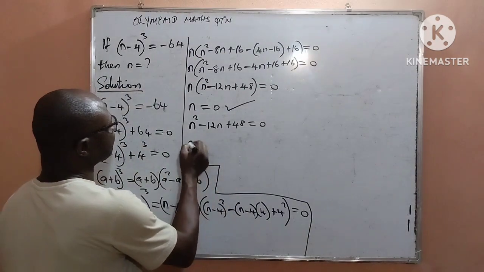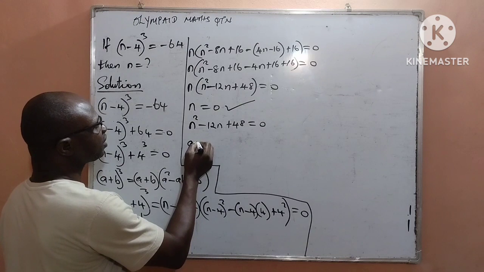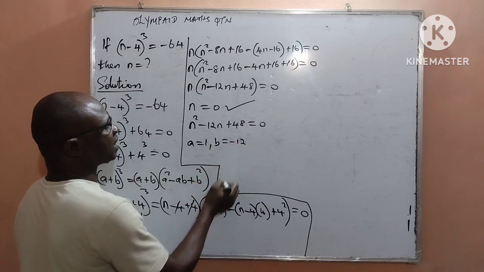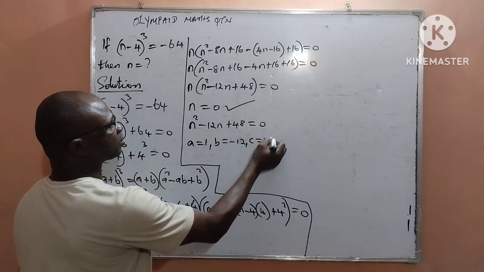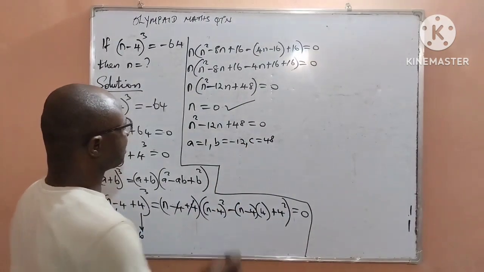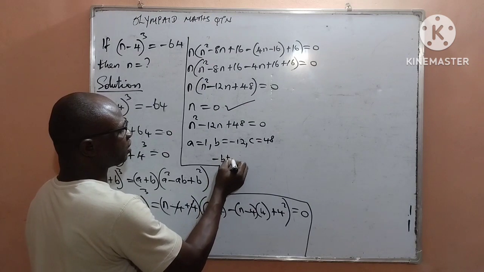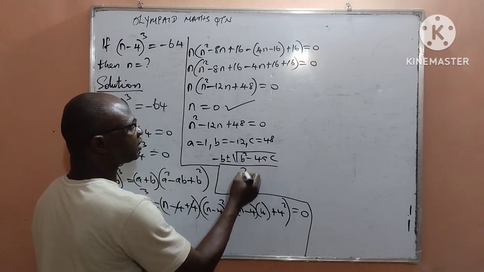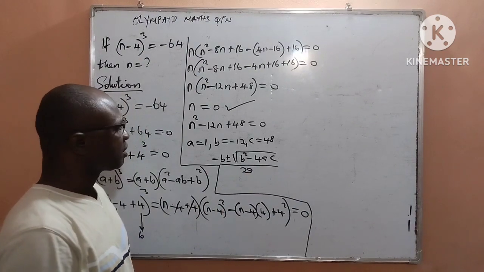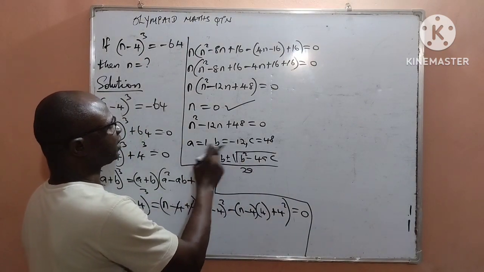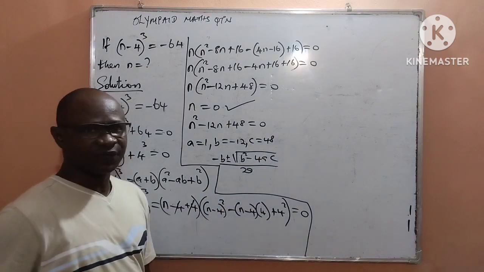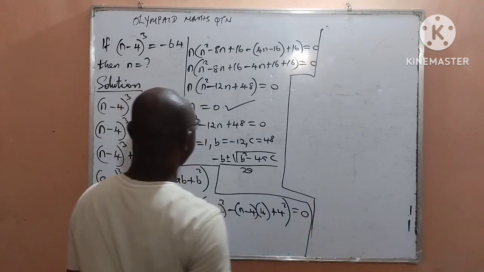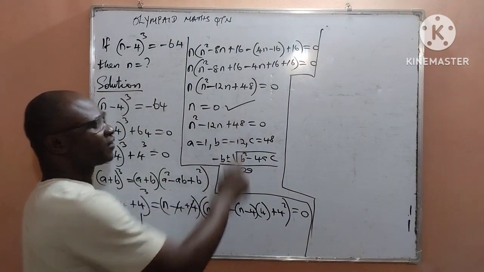By quadratic formula, we have that a from this expression is equal to 1, and b is equal to negative 12. Alright, c is equal to 48. Quadratic formula says that minus b plus or minus the square root of b squared minus 4ac, all divided by 2a. Alright, we substitute the values of a, b, and c into this quadratic formula to get the two values of n. Okay, we have gotten the first value of n.